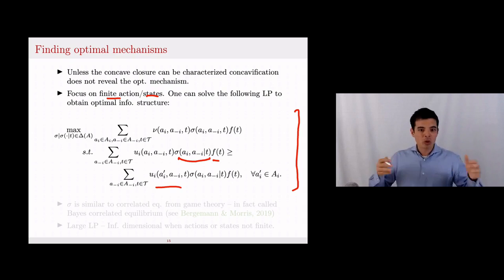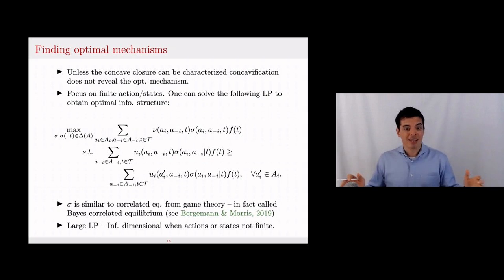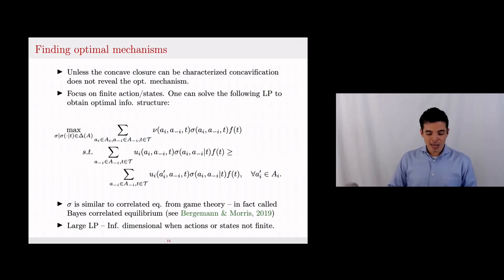It is without loss to focus on the class of mechanisms that I described to characterize the optimal information structure. But there's a drawback. This is a linear program, but it's a large linear program. Here, first of all, I forgot to mention, without the T indexing sigma, the object that you see here is closely related to the correlated equilibrium from game theory.